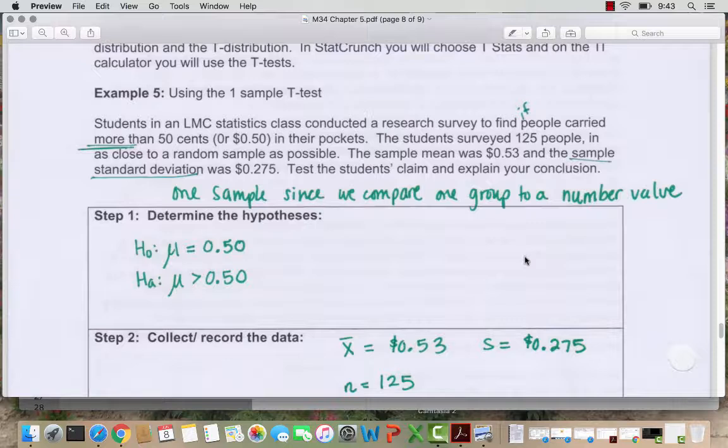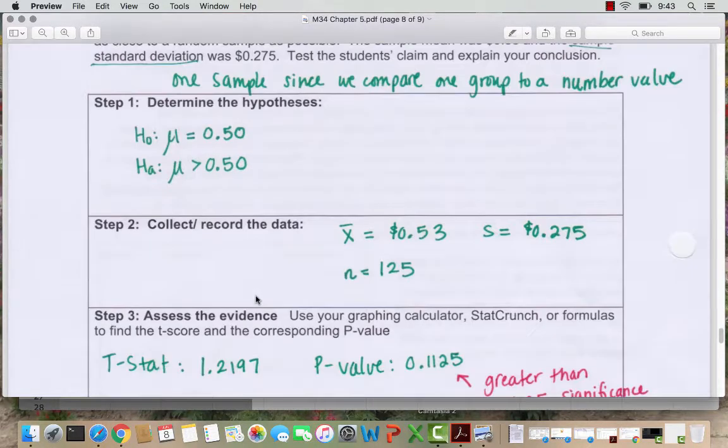So this is one sample, since we're comparing one group to this number value, 50 cents. We're not comparing two groups. So when we set up our hypothesis, the null hypothesis is that the mean is 50 cents, and the alternative hypothesis is that the mean is greater than 50 cents.